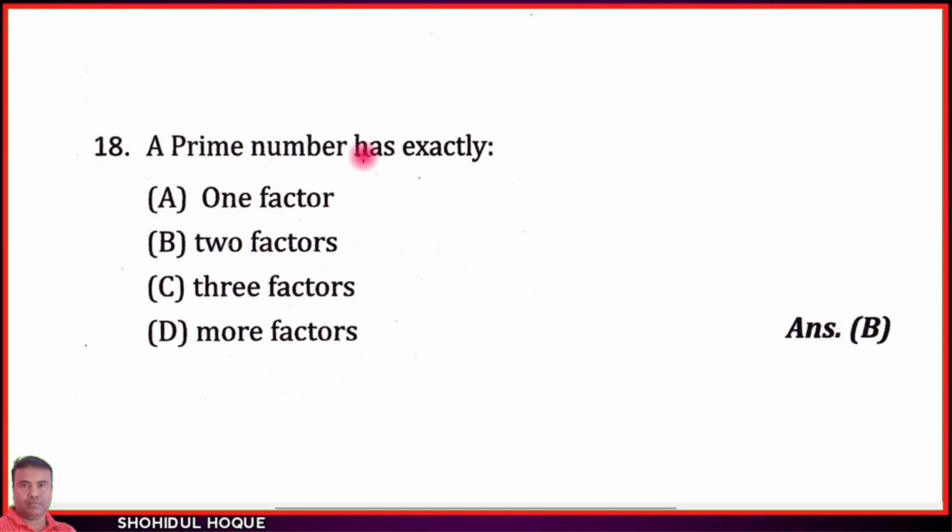Next question number 18. A prime number has exactly: option A, 1 factor; option B, 2 factors; option C, 3 factors; option D, more factors. Correct option B, 2 factors. Always remember, a prime number has 2 factors, that is 1 and the number itself.